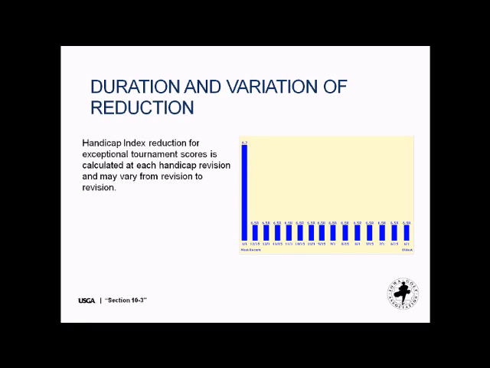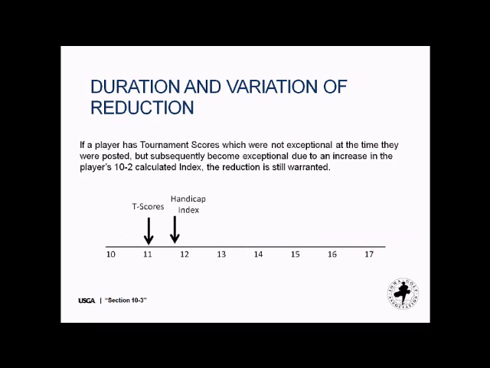Handicap index reductions for exceptional tournament scores is calculated at each handicap revision and may vary from revision to revision. The handicap committee must review all reductions and may increase, reduce, or override a 10-3 reduction. The most common form of reducing a 10-3 reduction would be due to a golfer's injury where they're not able to play how they had prior to an injury. If a player has tournament scores which were not exceptional at the time they were posted, but subsequently became exceptional when their handicap index increased, the reduction is still warranted.